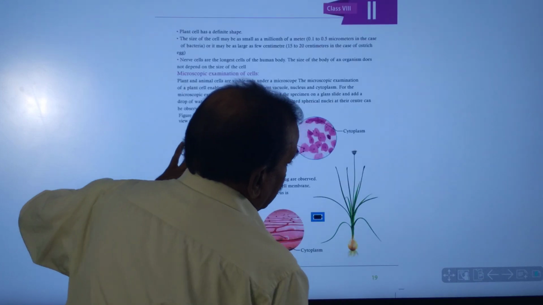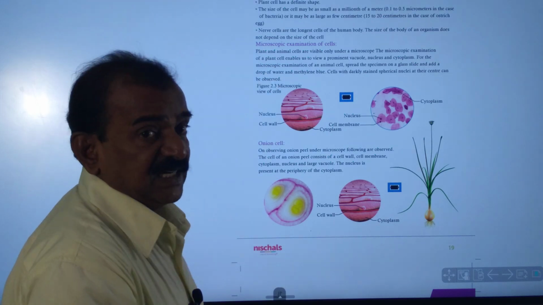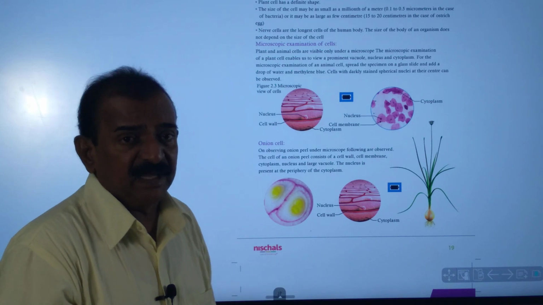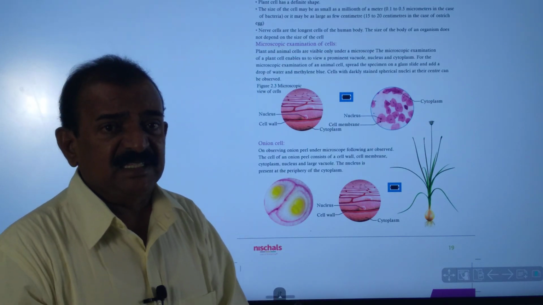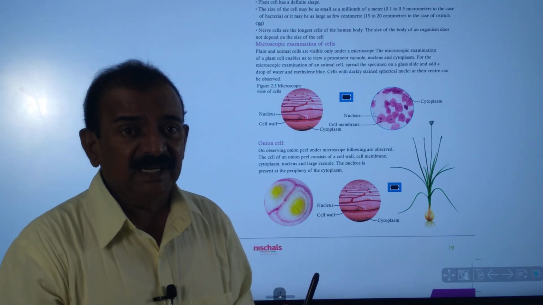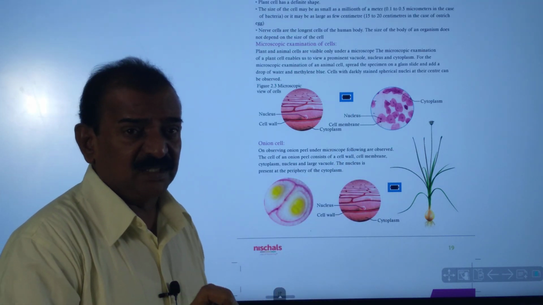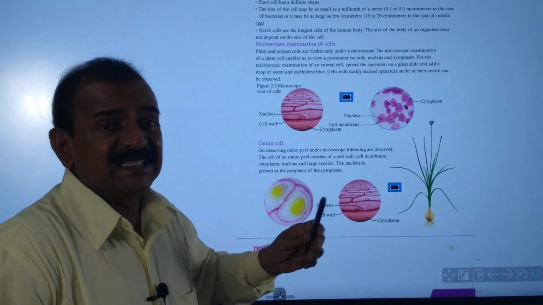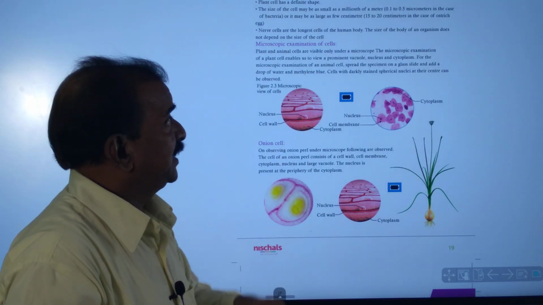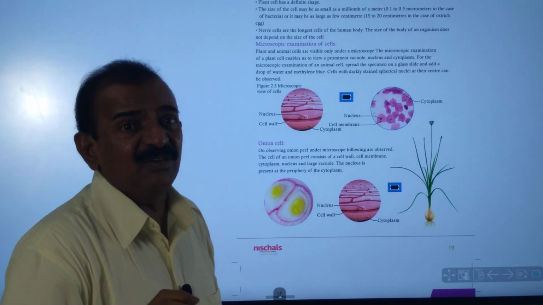Now we need to move to page number 19. There you see plant cells, they have a definite shape. Why? Because the plant cell has a cell wall outside, and below the cell wall the cell membrane is present. The cell membrane encloses the other cell organelles and also the cytoplasm, nucleus, and chloroplast. Many cell organelles are bounded by the cell membrane, and above the cell membrane the cell wall is present, and the cell wall gives a definite shape to the plant cell, and it gives what?